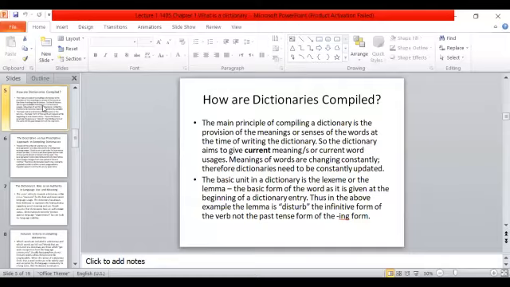The basic unit in a dictionary is the lexeme or the lemma. The lemma means the basic form of the word as it is given at the beginning of a dictionary entry. Thus, in the above example, the lemma is disturb, the infinitive form of the verb. So the lemma is the infinitive form of the verb, not the past tense form or the ing form.